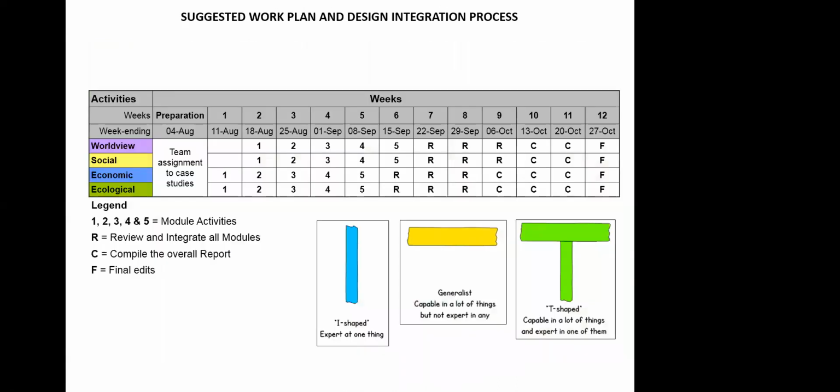This is the suggested work plan and the design integration process. So we've already introduced the R-shaped, the generalist, and the T-shaped thinking. Now, it would be wonderful if everyone in the team has a chance to actually practice the T-shaped skills. In other words, they provide a specialist input for particular modules. They then perform the job of a generalist to try and integrate within that dimension those respective modules. And then perhaps they offer their T-shaped skills to try and integrate everything across 4 dimensions.